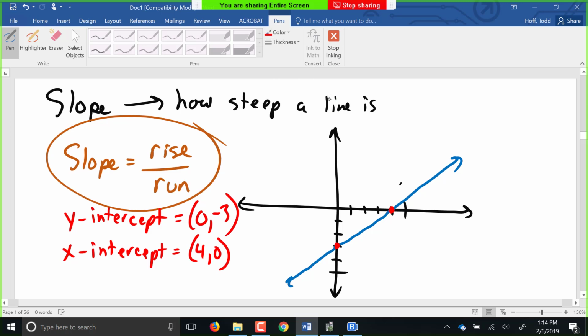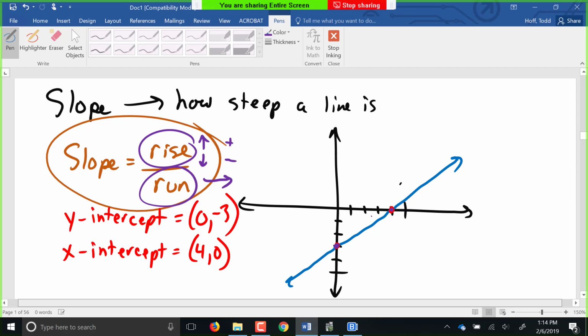Our slope is rise over run. Run always goes left to right, just like reading a book. Rise, of course, can be up or down. If it's up, it's positive. Down would be negative. So as we move left to right, this is our first point.